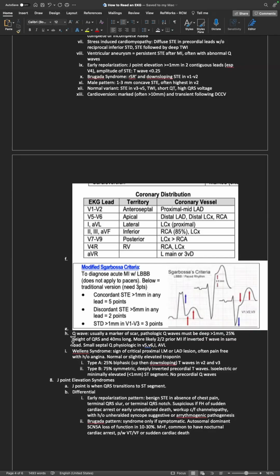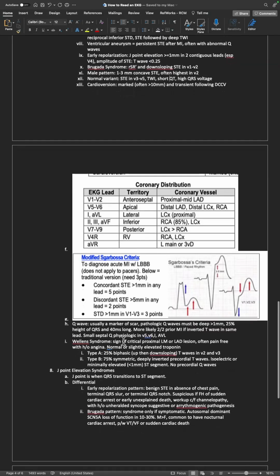Then we have something called Wellens syndrome, which is a sign of a critical proximal left main or left anterior descending lesion, often pain-free without history of angina. This will show normal or slightly elevated troponin. Type A is 25%, biphasic, which will show up and then downsloping T waves in V2 and V3. Type B is 75%, symmetric, which will show deeply inverted precordial T waves. Isoelectric or minimally elevated, less than 1 millimeter, ST segment, no precordial Q waves.